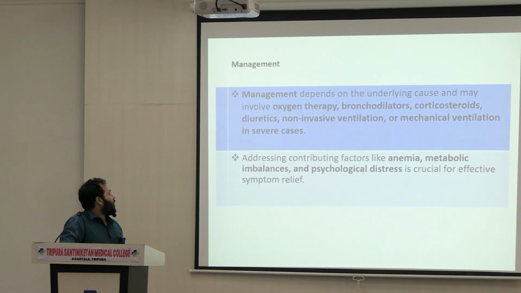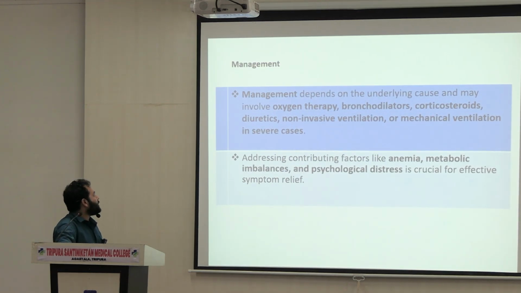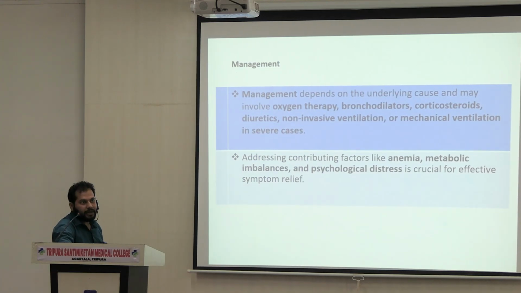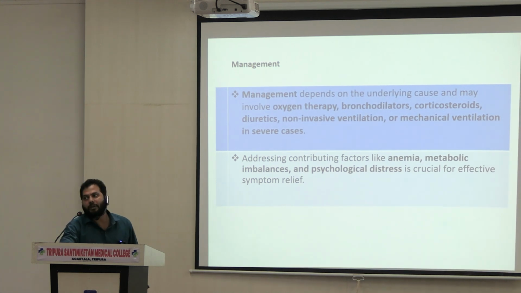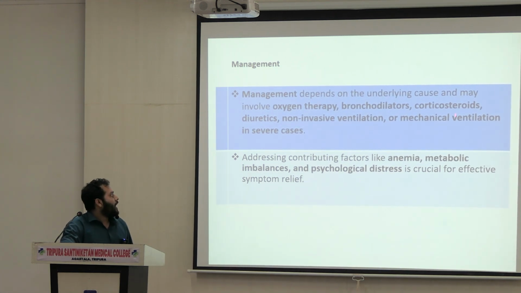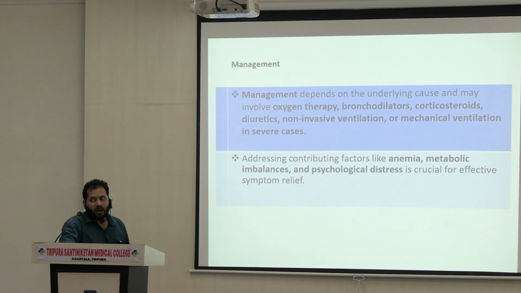Now see, what are the management strategies, right? So management strategies involve, the most important one is oxygen therapy, right? Other than oxygen therapy, some bronchodilators may help to get relief from this particular breathing abnormality, right? Other than this, some steroid drugs like corticosteroids and diuretics are also important to manage this abnormal breathing process.